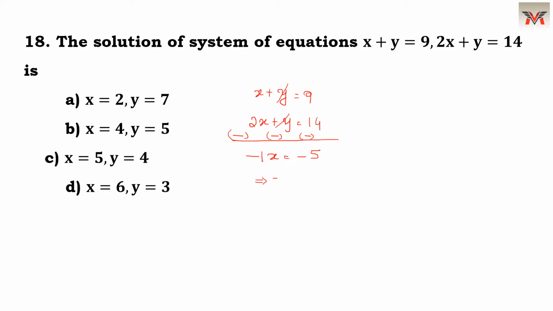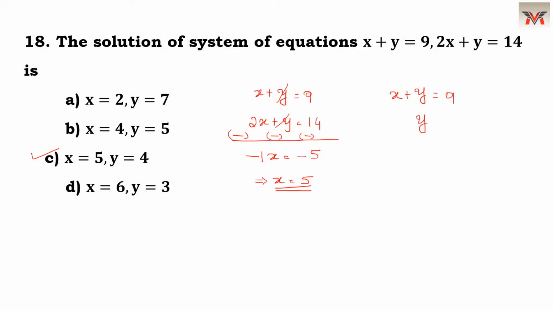This implies that x is equal to 5. So just look at the options where you have x is equal to 5. Just observe that option C where we have x is equal to 5 and y is equal to 4. Just look at the y value. We have x plus y is equal to 9.